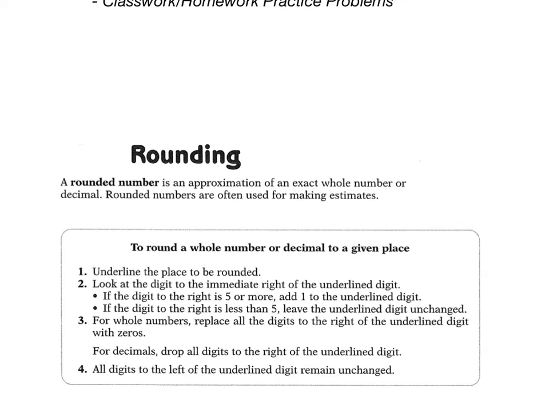We're going to look to the right of that number. If that number is 5 or higher, we're going to round that number up. If it's anything below 5, it's going to stay that number. And then everything after that number, if you're rounding to the nearest hundreds, for example, you would turn them into zeros.